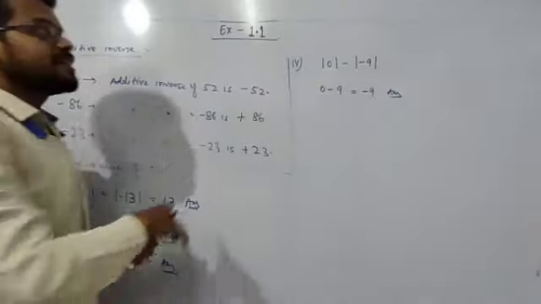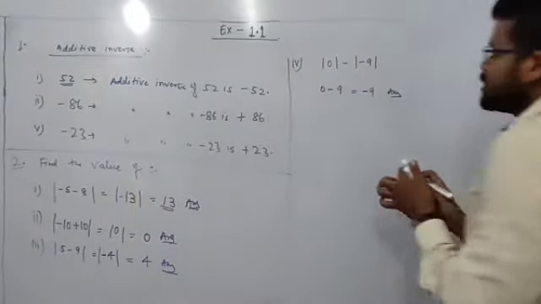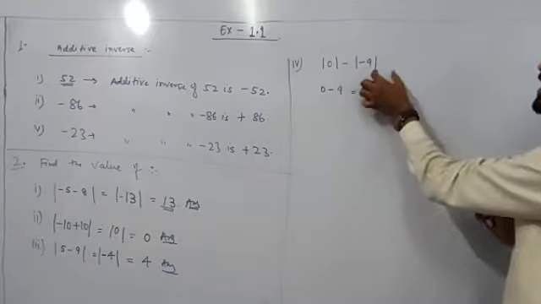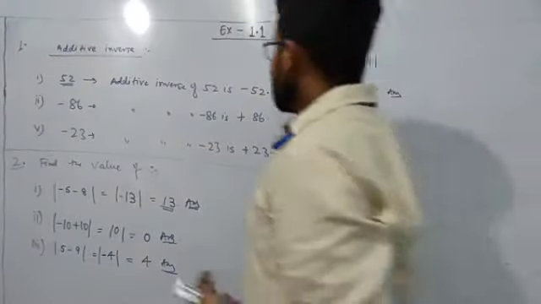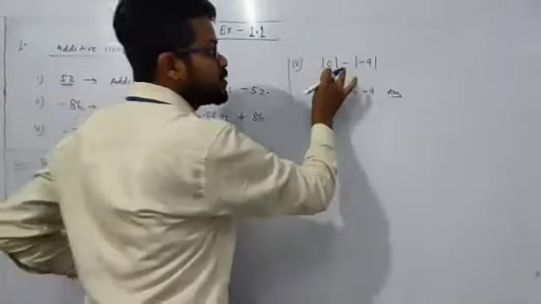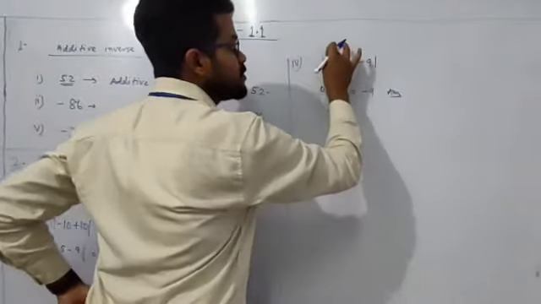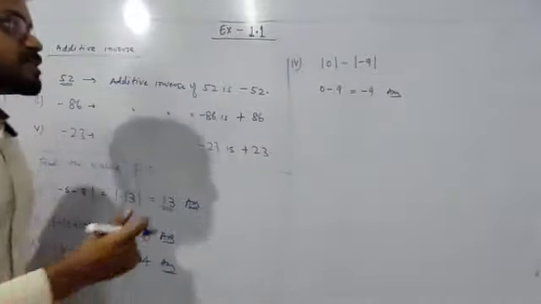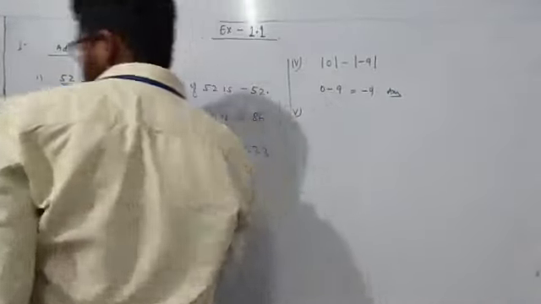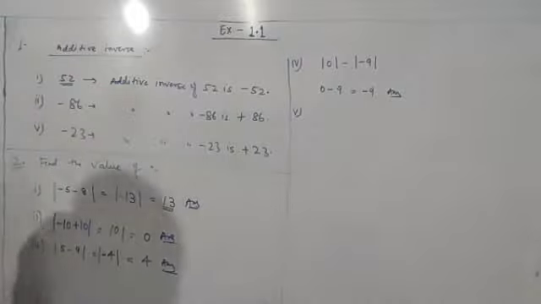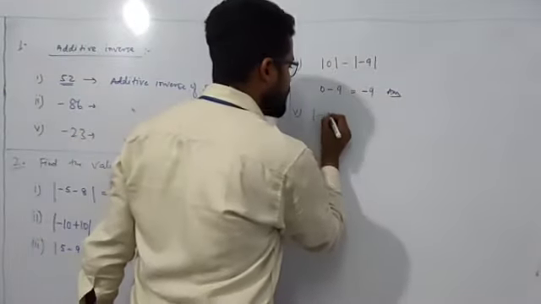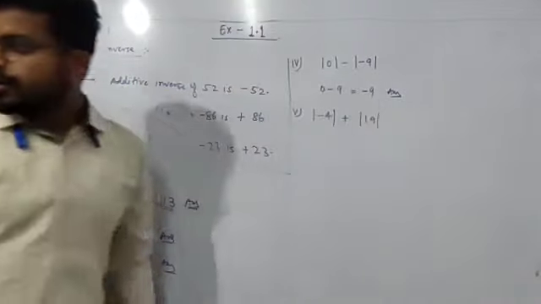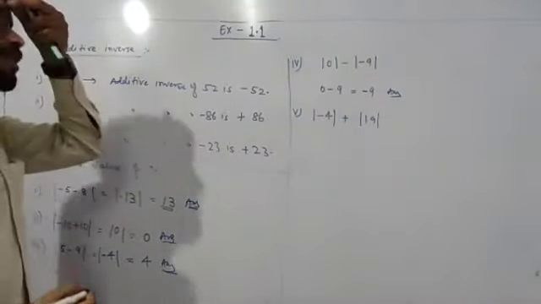So whenever the mod of a number is separate, firstly try to take those numbers out of the box, and then try to solve. Okay. So the last one is the fifth one. Minus 4 mod of minus 4 plus mod of 19. Mod of minus 4 plus mod of 19.